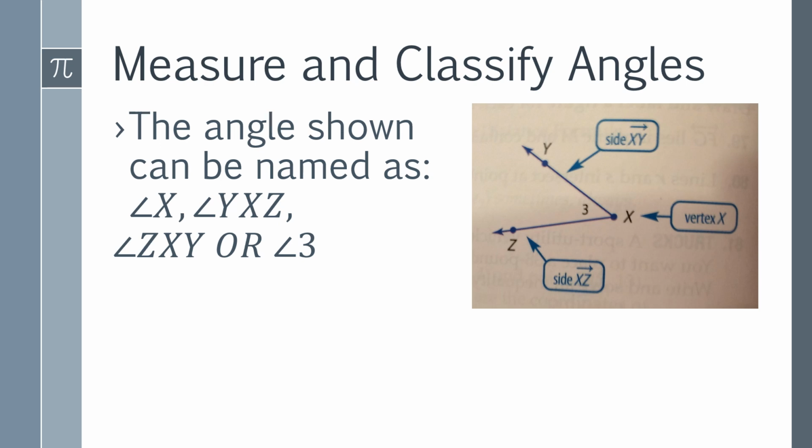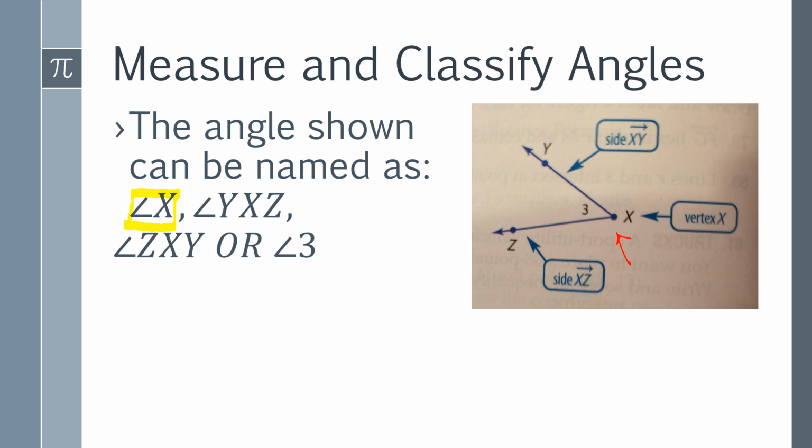Let's take a look at our diagram here. The vertex is X, right? So the vertex must always be in the middle. We only have one angle in the picture, so we could call this angle X, like we see here.